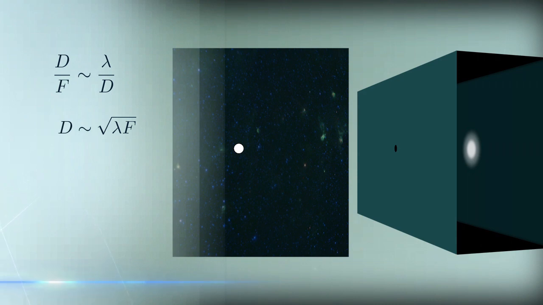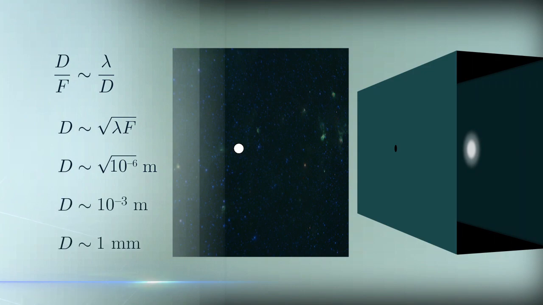So we've just learned that the ideal size for the pinhole is on the order of the geometric mean of the focal length and the wavelength. If f is, say, a meter and lambda is a micron, then d should be of order the square root of 10 to the minus 6. That is 10 to the minus 3 meters, which is a millimeter.